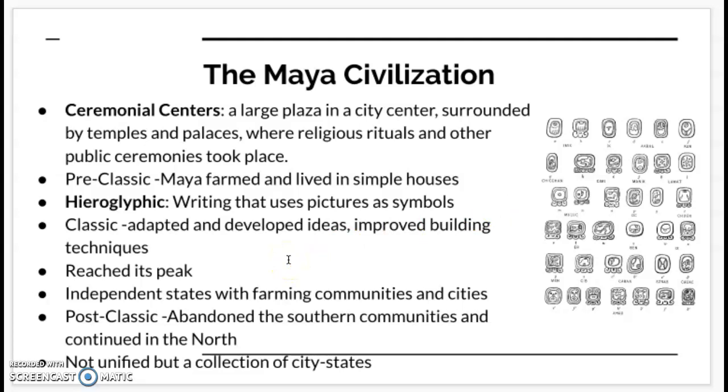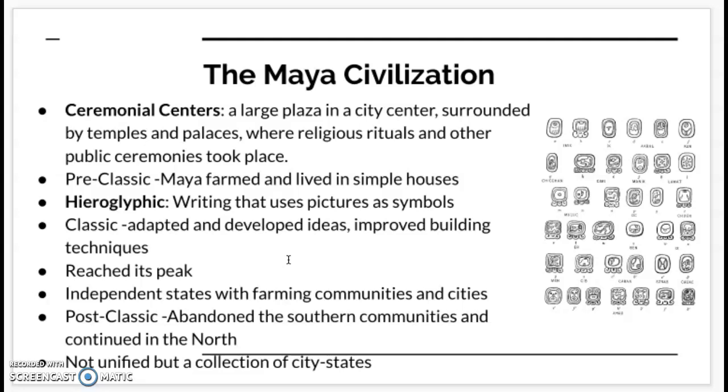They had some classic ideas where they adapted and developed ideas. They improved some building techniques. And then eventually they reached their peak. During their peak time, they had independent states with farming communities and cities. And then as they started their decline in what they call the post-classic period, they abandoned the southern communities and started to move further north.